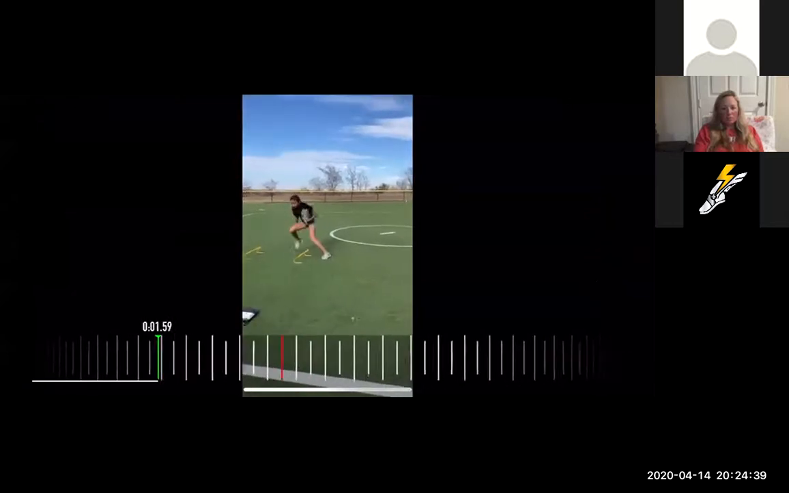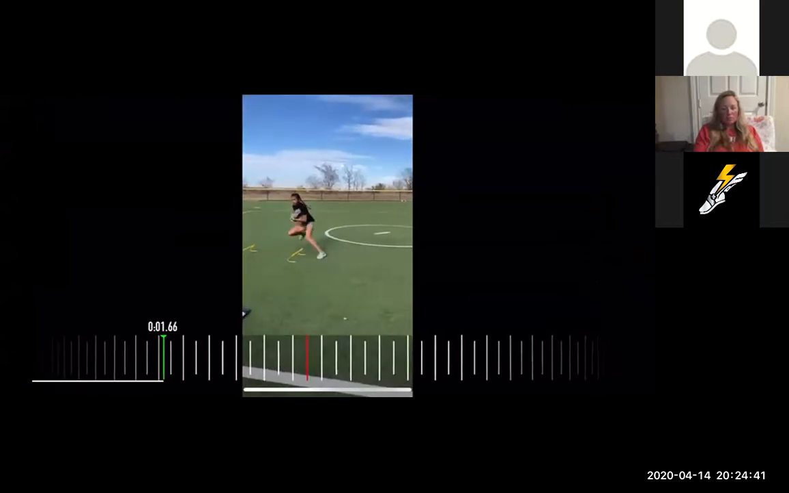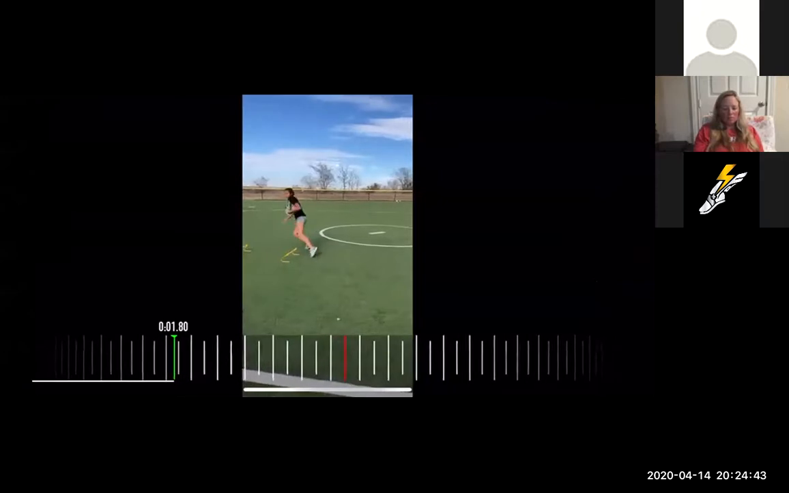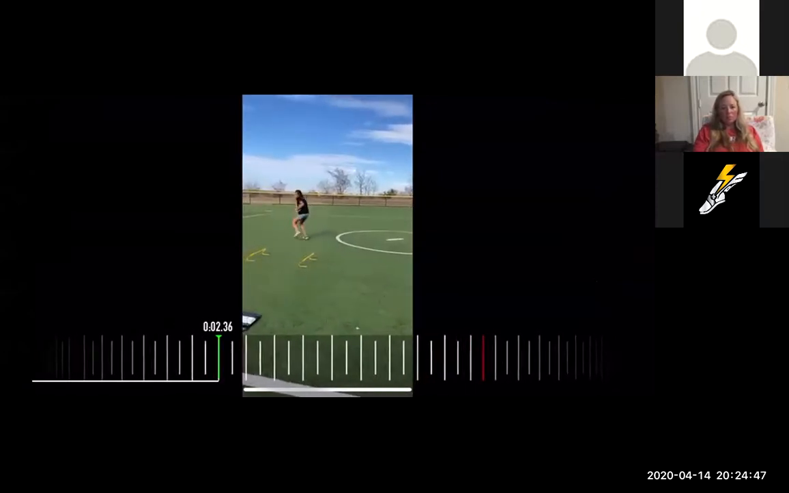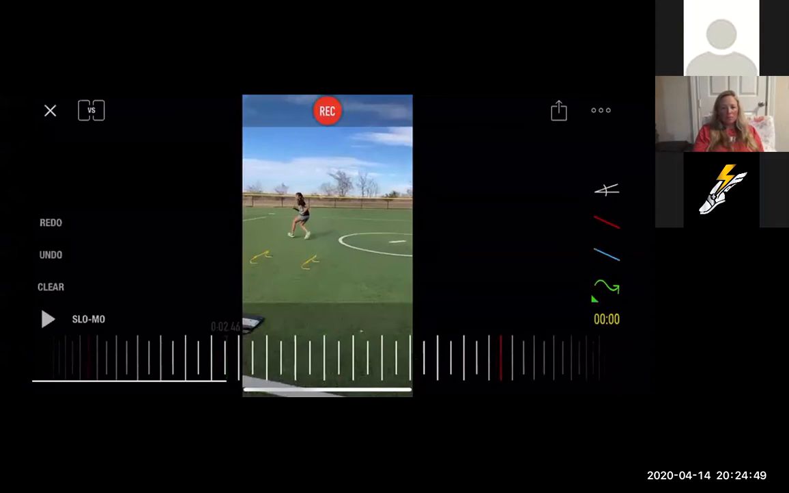Now our first thing is a drop. We have solid plant. There's internal rotation, sets up the second foot to have good shin angle. And then here's a reactive drill. I tell them when to flatten.